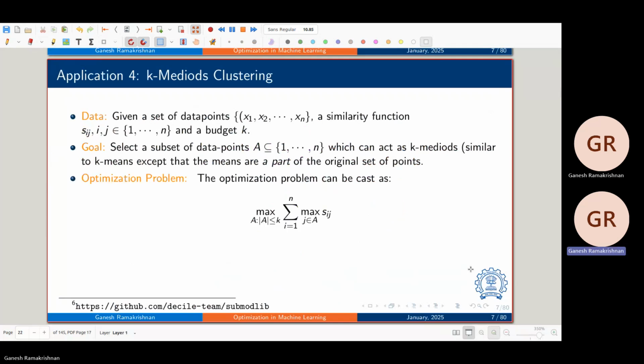Okay, so the optimization problem. Now, earlier we were talking about a mixture of discrete and continuous optimization. We are now back to only discrete. This is purely discrete.